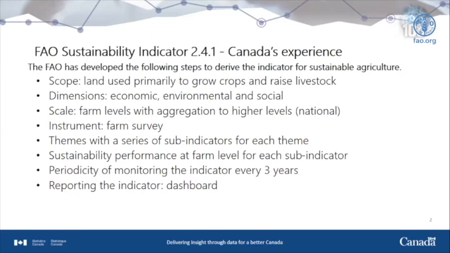But the environmental one, because it's based on the census of agriculture, even some results were based on 2011 because we didn't have better scientific information to report. So the next one will be able to do it after we have a census in 2021 next year, and data will be available in May 2022. I think the period of 3 years for us won't be realistic. And we like the dashboard, reporting the indicator as a dashboard. Next slide, please.